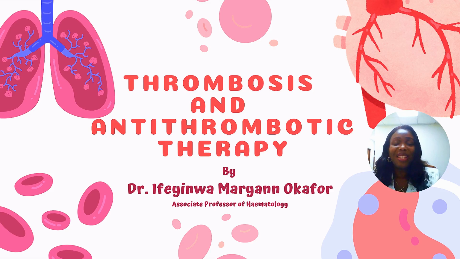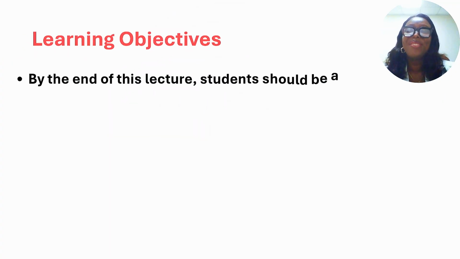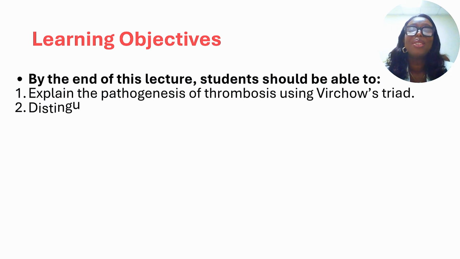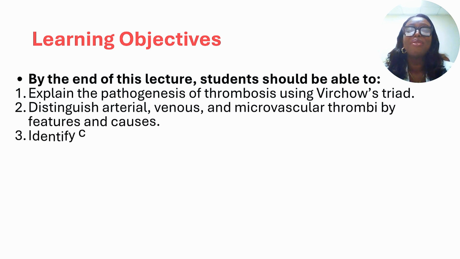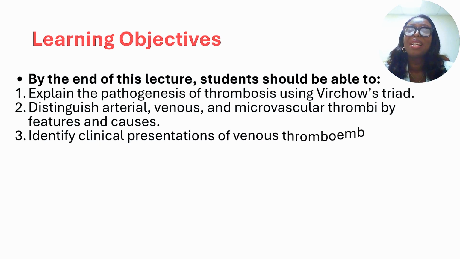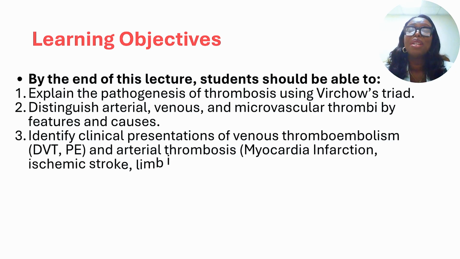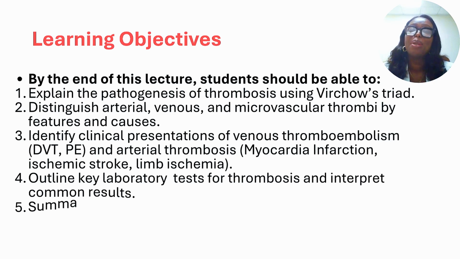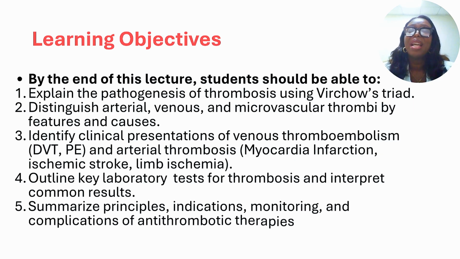Let us go straight to today's lecture. Learning objectives. By the end of this lecture, you should be able to explain the pathogenesis of thrombosis using Virchow's Triad, distinguish arterial, venous, and microvascular thrombi by features and causes. You should be able to identify clinical presentation of venous thromboembolism and outline key laboratory tests for thrombosis and interpret common results. You should be able to summarize principal indications, monitoring, and complications of antithrombotic therapies.